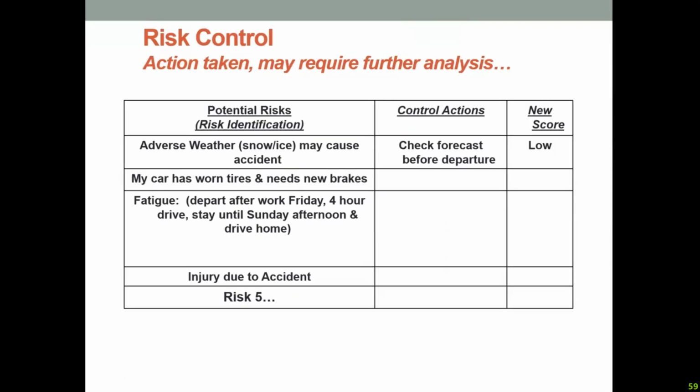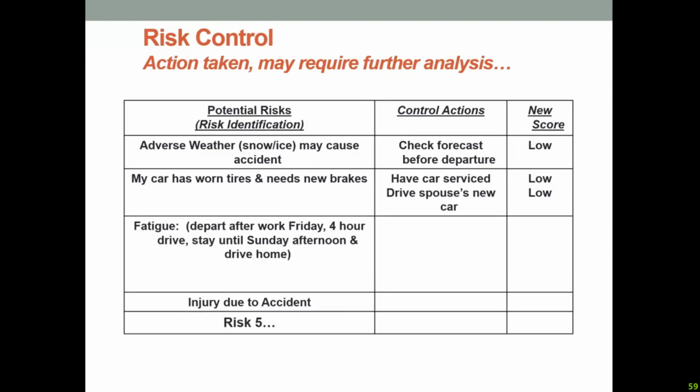Once I've done that, then I need to look at, can I take actions to mitigate these risks further? For adverse weather, snow and ice that might cause an accident, control actions I could do would be to check the weather forecast before I go. Based on that, I'm going to do a new assessment because I've seen what the forecast is, so I'm going to give myself a low when I go through the process again. My car has worn tyres and needs new brakes, so I could have my car serviced, or I could drive my spouse's new car, and then that will mitigate my risk to low again by going through the process and reassigning my probability and my severity and evaluating it.